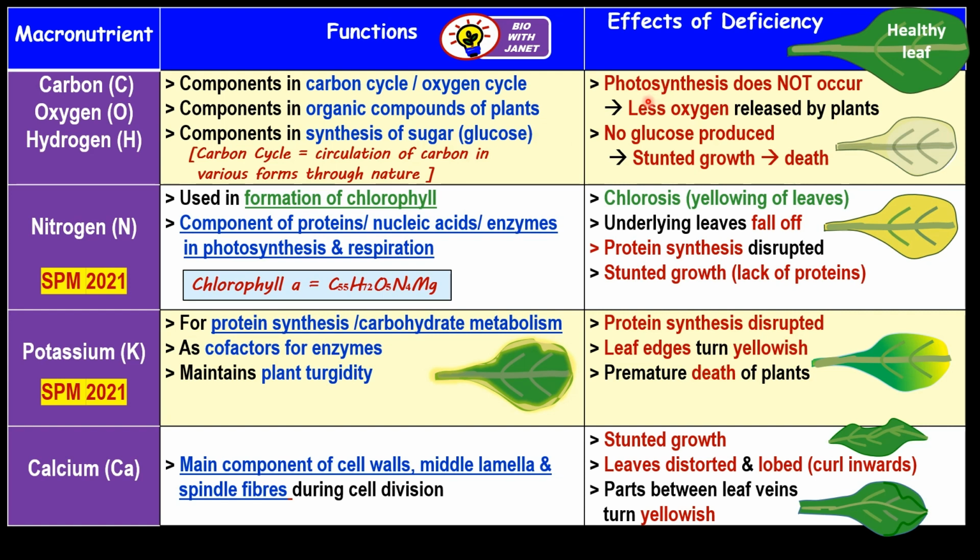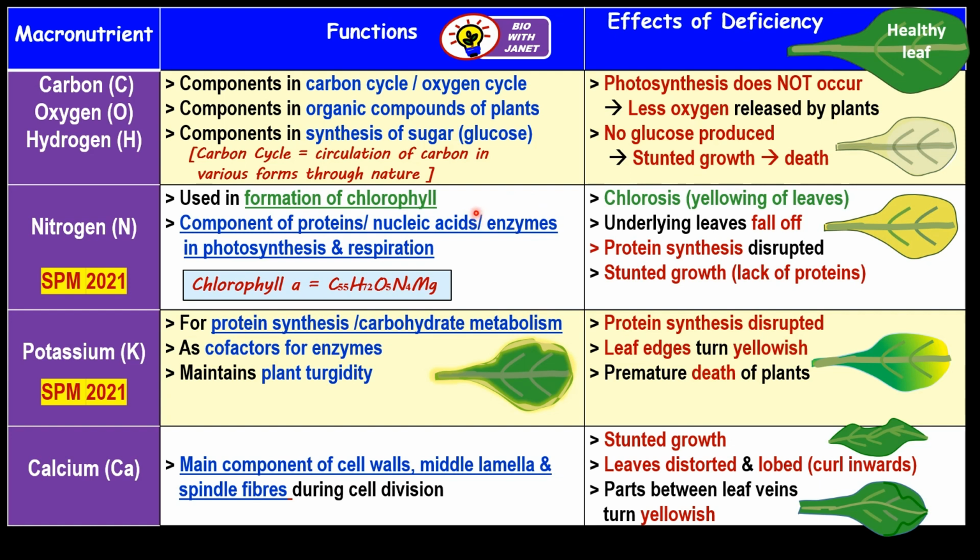If we don't have carbon, oxygen, and hydrogen in the environment or in the plants, photosynthesis cannot occur, right? And there will be no production of sugar. Also, there will be no production of oxygen, which is a byproduct of photosynthesis. Less or no oxygen will be released by the plants for respiration of organisms. Furthermore, no glucose will be produced. So the plant will experience stunted growth and also death. The leaves will look very pale and small, and then the plant will die in the end. The growth of the plant is also stunted, meaning it's small in size.